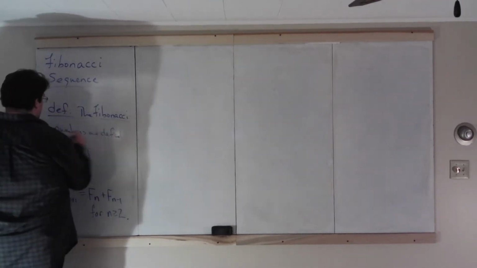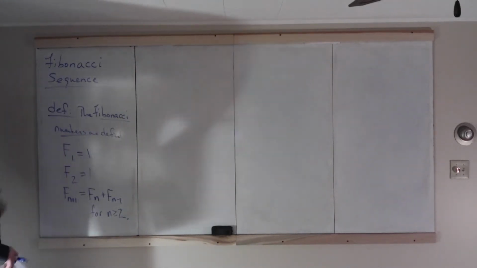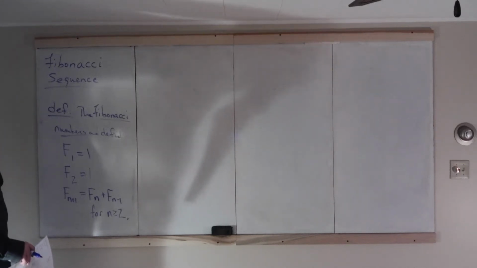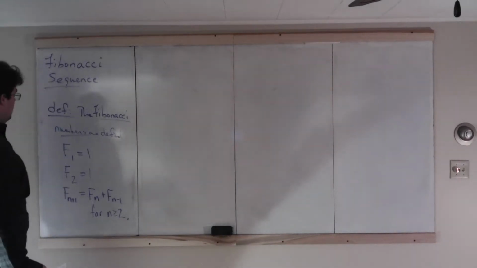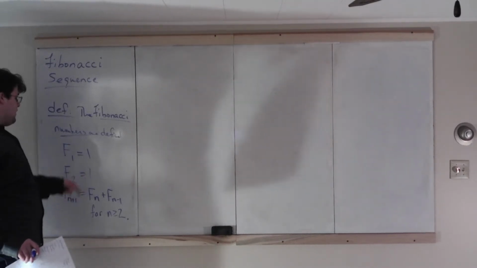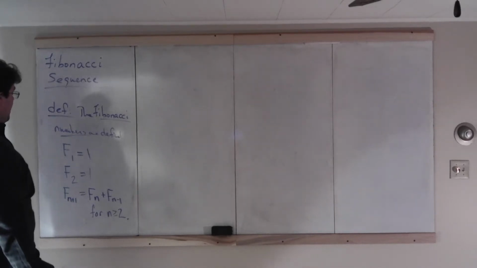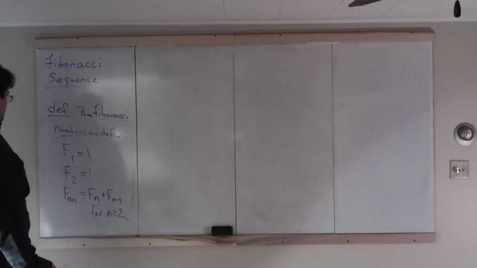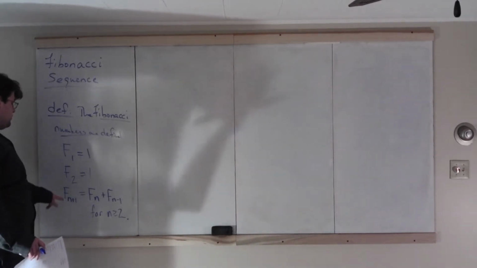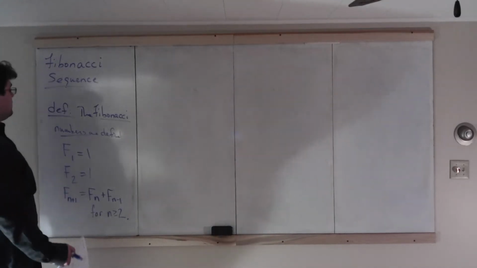The Fibonacci numbers are defined by this recursive relationship. F sub 1 equals 1, the first Fibonacci number is 1. F sub 2, the second Fibonacci number, is 1. F sub n plus 1 is F sub n plus F sub n minus 1 for n greater than or equal to 2. I was just making sure the indices matched up. For n equals 2, notice it gives you F sub 3 relating F sub 2 and F sub 1.